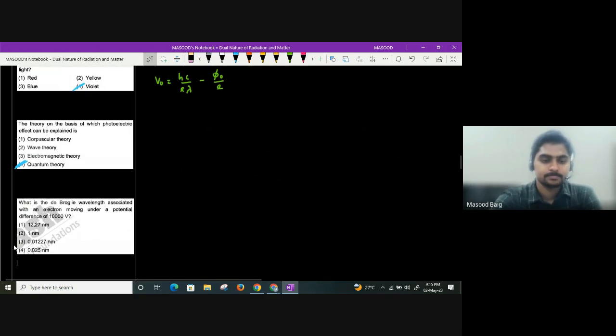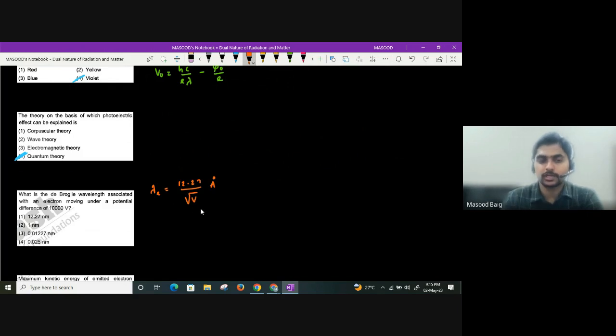What is the de Broglie wavelength associated with an electron moving under a potential difference of 10,000 volt? Always remember, wavelength for electron is 12.27 divided by root V angstrom. Voltage should be taken in volts, guys. What will it be for proton? It is 0.286 divided by root V in angstrom. What will it be for alpha particle? It is 0.101 divided by root V angstrom, if you want to remember it directly.